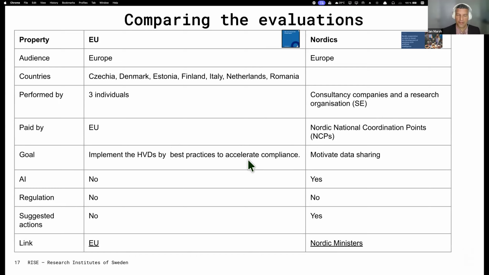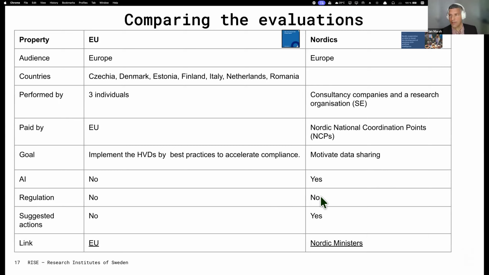And I would say that the goals are slightly different, but complementary. The goal was to implement high value datasets by best practices, whereas our goal was different. It was to motivate data sharing using the examples from public data. So how would private companies share? They have their own businesses. They may not want to share. So they have their own goals. However, what can they benefit by sharing data? I'm not saying they share all the secrets and things like this, but there are ideas. I'll come back to that. So slightly different goals, if I'm honest.